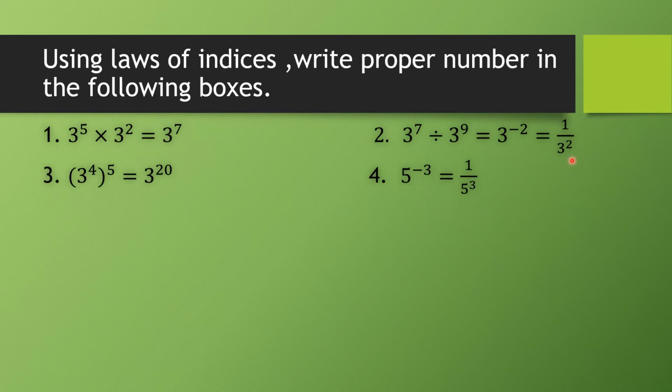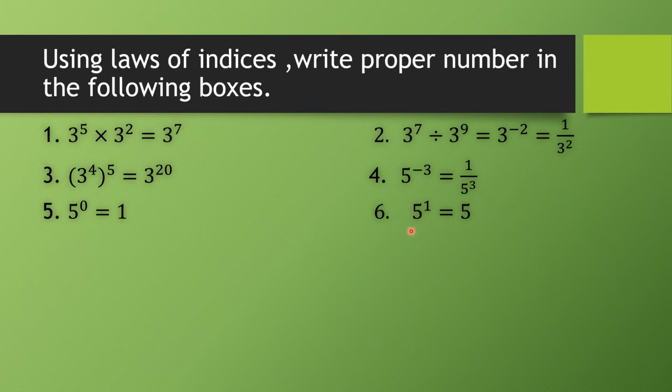Okay. Then next, (3 raised to 4) bracket raised to 5. Now here you can multiply these indices. The law is (a raised to m) bracket raised to n is equal to a raised to m into n. The sixth law is applied here. Then fourth example, 5 raised to minus 3 is equal to. Again here we have applied fifth law and we can write 1 upon 5 cube or 5 raised to 3. Okay. Then 5 raised to 0 is equal to. Now if there is a 0 index of any number, then that answer is 1.